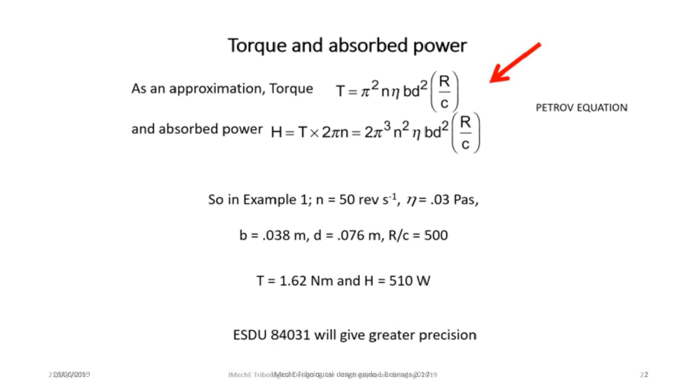Although we know that once a load is applied there must be some eccentricity, the Petrov estimate is still useful. Using the data of example 1, an estimate of the torque, T, comes out at around 1.62 Newton meters, and the absorbed power at about 500 watts. More accurate estimates can be made by allowing for the eccentricity of the journal and the variation in temperature of the lubricant. ESDU Guide 84031 has a suggested procedure.